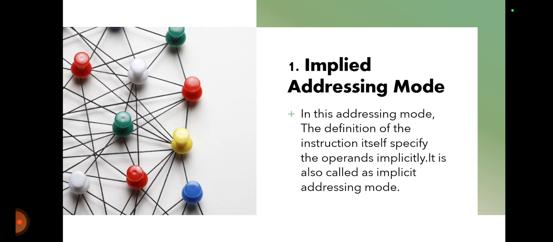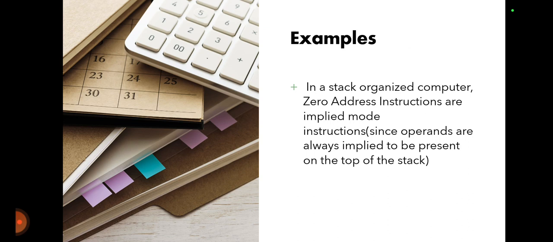First one, implied addressing mode. In this addressing mode, the definition of the instruction itself specifies the operands implicitly. So it is also called implicit addressing mode. Example, in a stack organized computer, 0 address instructions are in implied mode. Why? Because its operands are always implied to be present on the top of the stack.